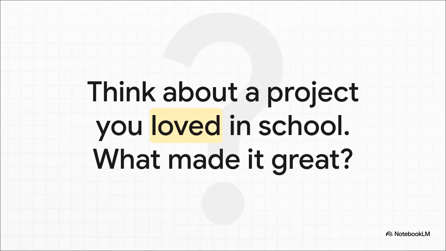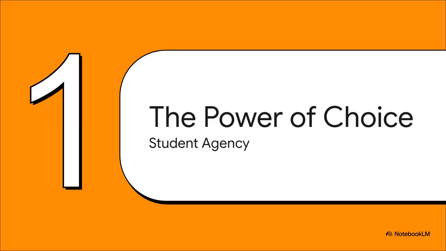Okay, first things first, I want you to do something for me. Just take a second and think back. Think about a project you did in school that you actually loved. Got one? Now, what was it about that project that made it so great? I'd be willing to bet that for a lot of you, a big part of it was that you had some real choice, some control over what you were doing. And that feeling, right there, that's what brings us to the absolute core of this entire lesson. We're talking about the incredible, really game-changing power of student choice and something we call agency.